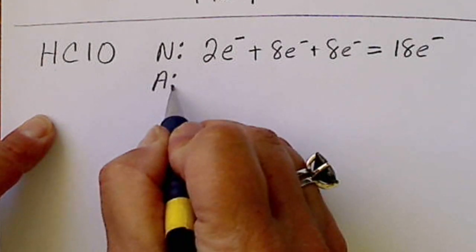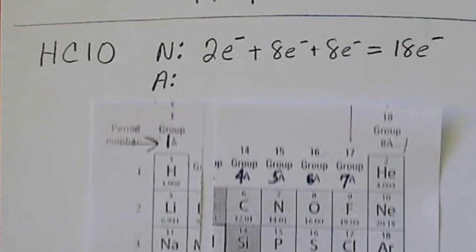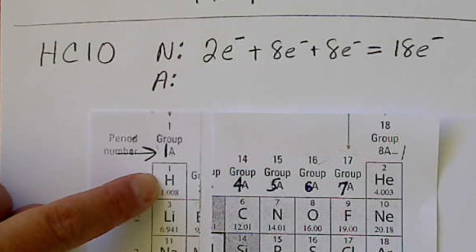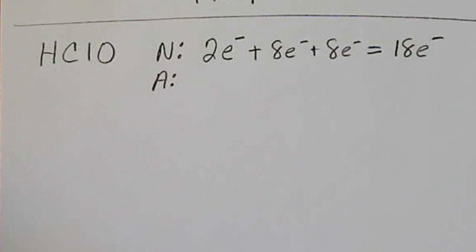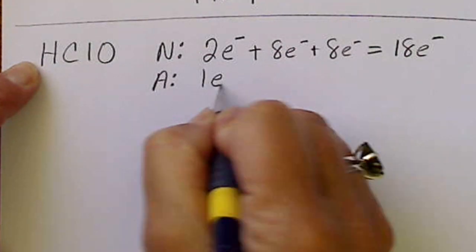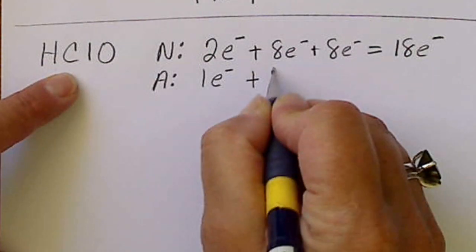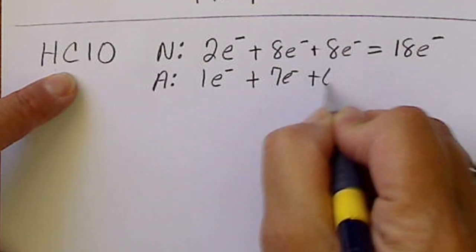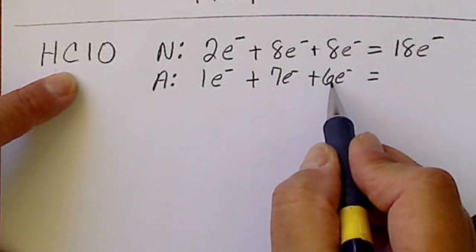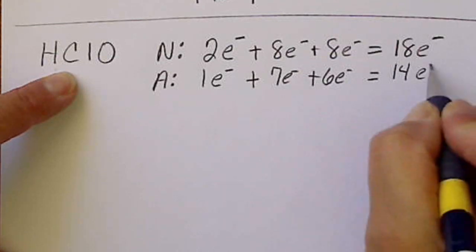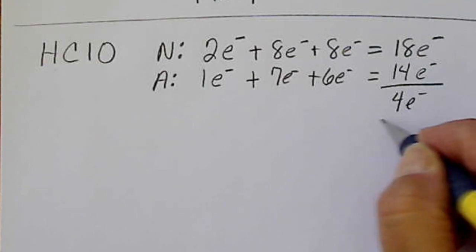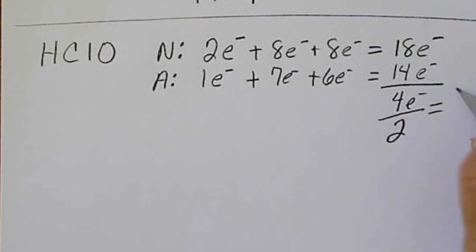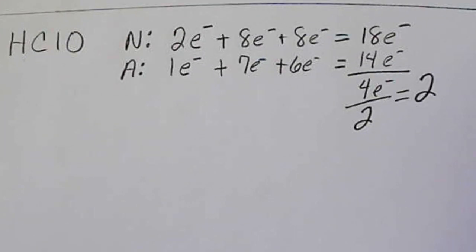Now the available, again, we need to look at the periodic table for that. Hydrogen has 1, chlorine has 7, and oxygen has 6. So for the hydrogen, 1 electron is available, plus 7 electrons, plus 6 electrons. So that's a total of 14 electrons. We subtract to get 4 electrons and divide by 2. So there's only going to be 2 lines on this structure.